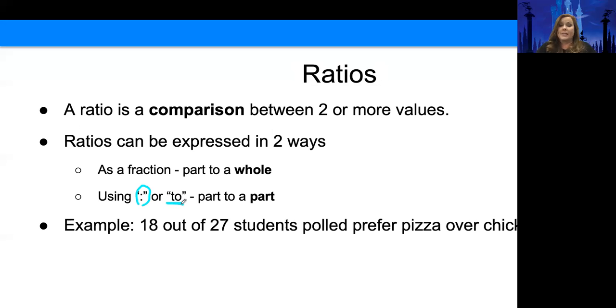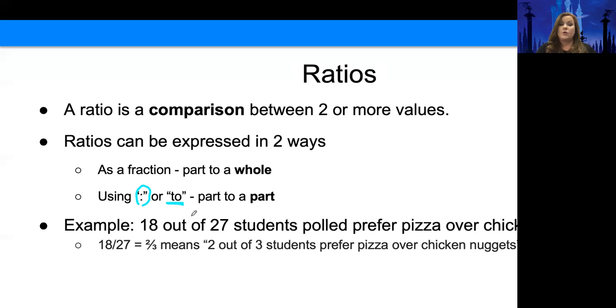Here's our example. It says 18 out of 27 students polled preferred pizza over chicken nuggets. So we would be able to write this, in fractional notation, as 18 out of 27. The fractional notation is good because I can do 18 divided by 27, math enter on my calculator, and it'll give me the simplified form thereof, 2/3.